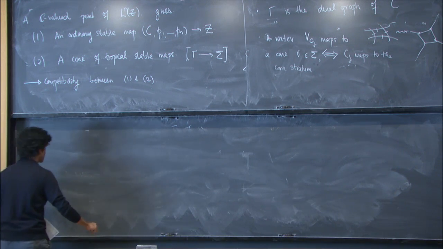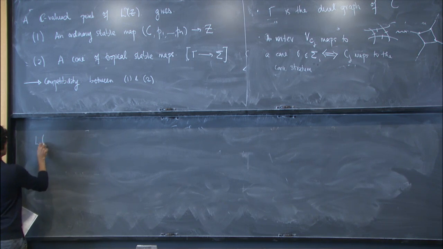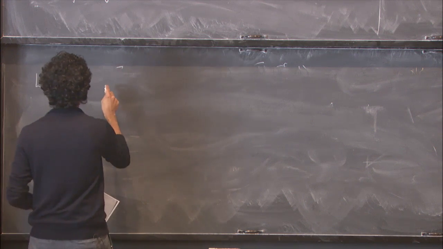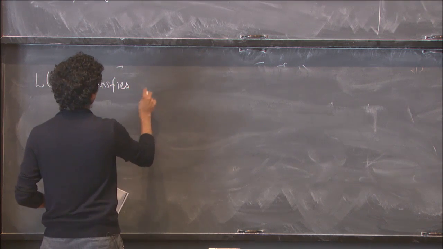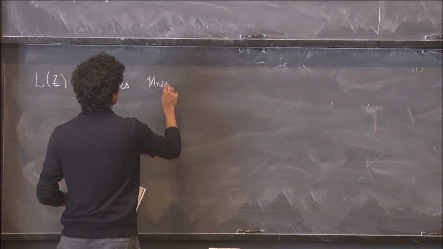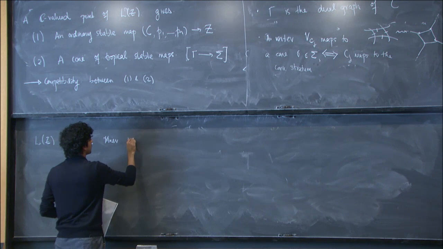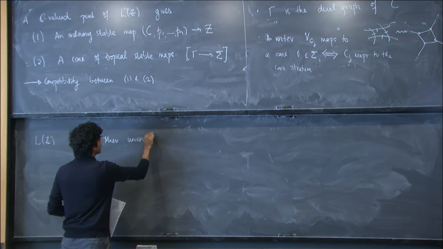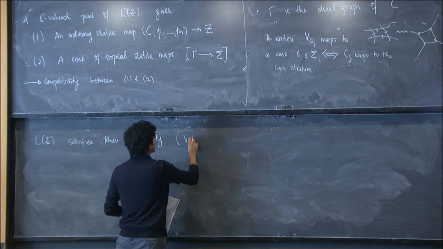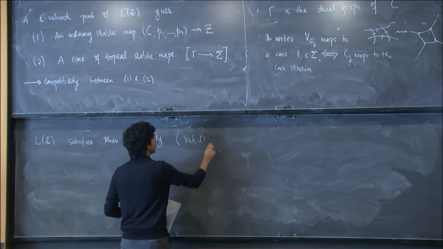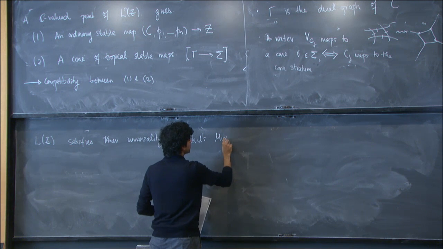So how singular are these things? Well, I'll just say L of z satisfies, as I change the numerical invariants, L of z satisfies Mnev universality. So this is sometimes referred to as Murphy's law.